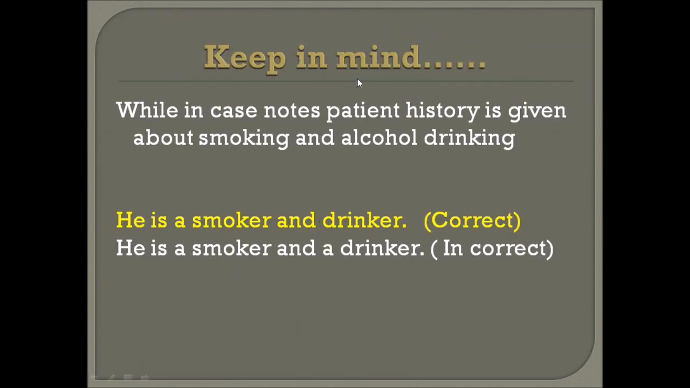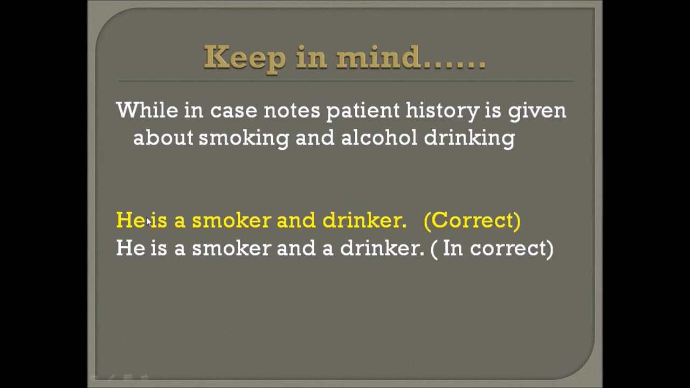Okay, this is definitely our last and most important slide. So always keep in mind, guys, that when the case note patient history is given about smoking and alcohol drinking, or when the patient history gives two similar things, then you can't use an article with both of them if you are going to combine them with and or or.